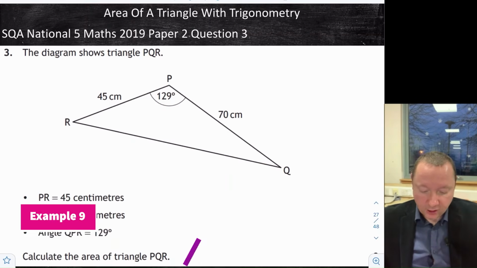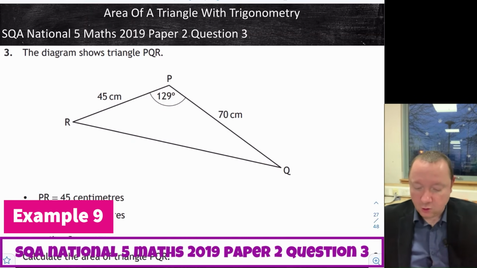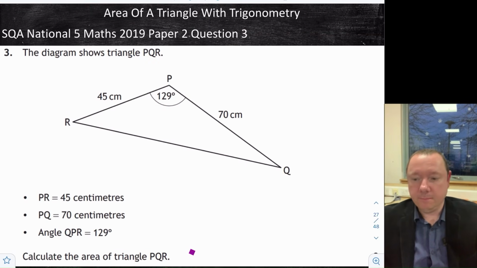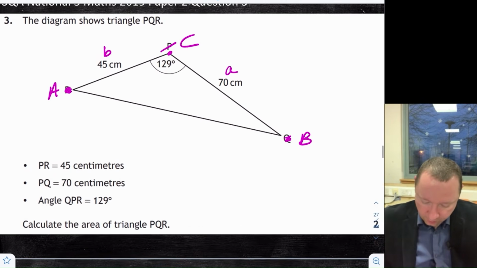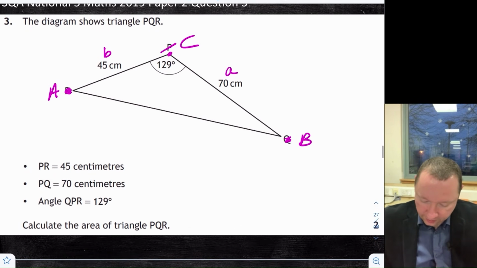And we're done there. National 5 Maths 2019, Paper 2, Question 13. So for this one, again, we've got our angle, so we'll call that our C, and then the other two sides could be our A and our B. Calculate the area of triangle PQR. So the area is a half AB sine C.